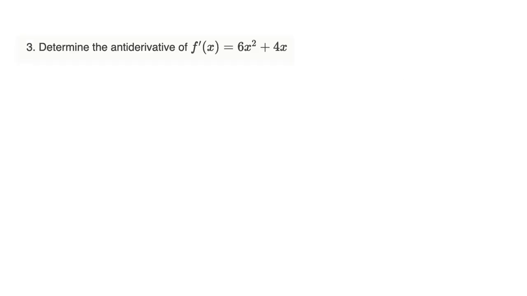Okay, so now for the third question, we want to determine the antiderivative of f prime of x equals 6x squared plus 4x. So basically, we want to find the function f of x for which the derivative is equal to this, 6x squared plus 4x. So we're essentially looking for, let's start with the first component, 6x squared.